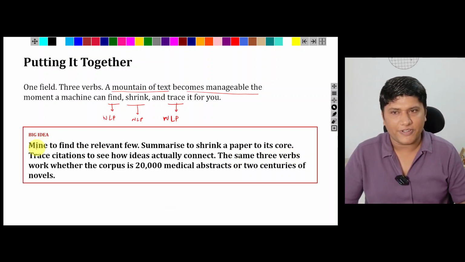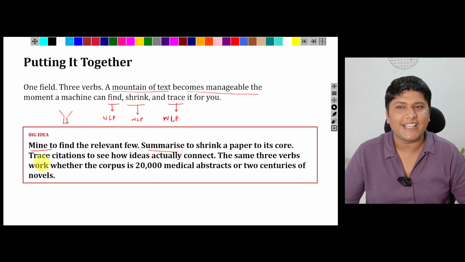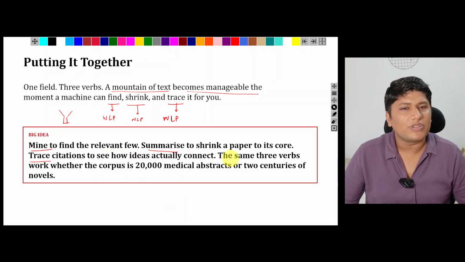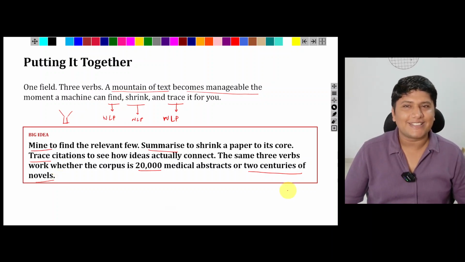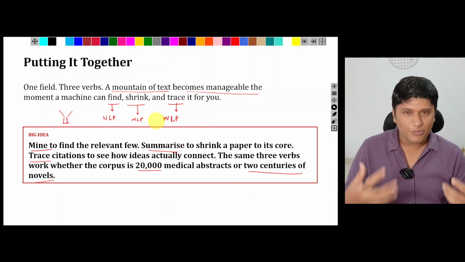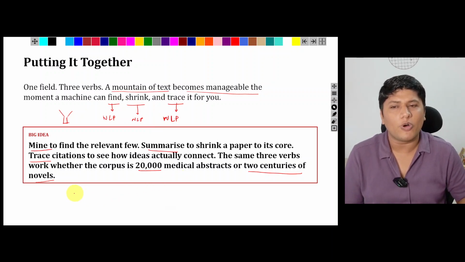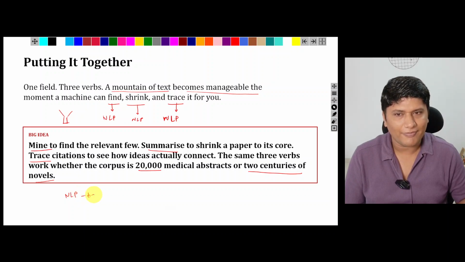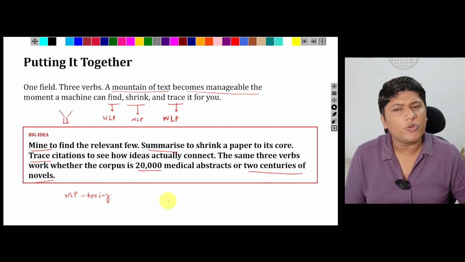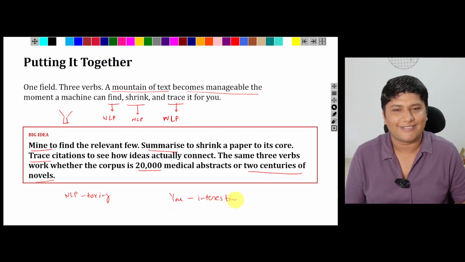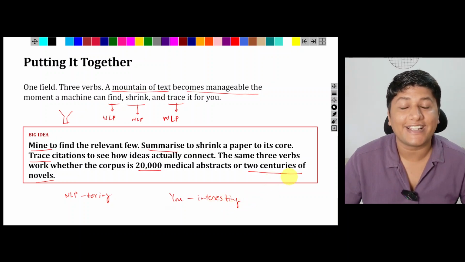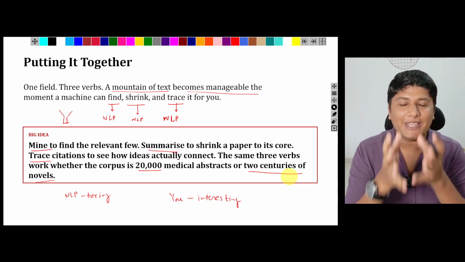Same three verbs. So first is mining. Okay, you know the funnel picture, right? That's mining. Second is summarizing, and third is tracing. Now, the same three verbs work whether the corpus is 20,000 medical abstracts or 2 centuries of novels. In both cases, this NLP pipeline would work where humans will be inadequate and NLP will do all the boring job so that you can focus on the interesting research. Okay, this is the idea that you can focus on interesting research by using NLP.